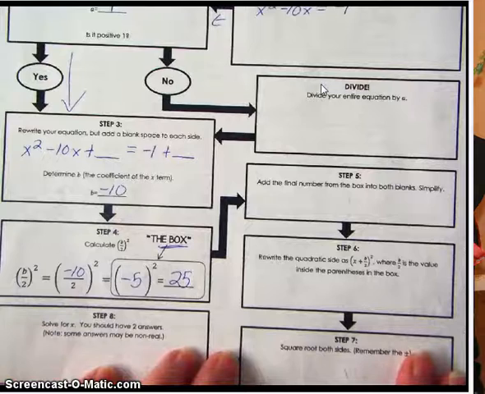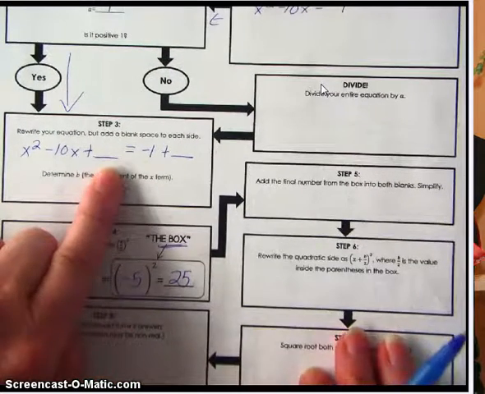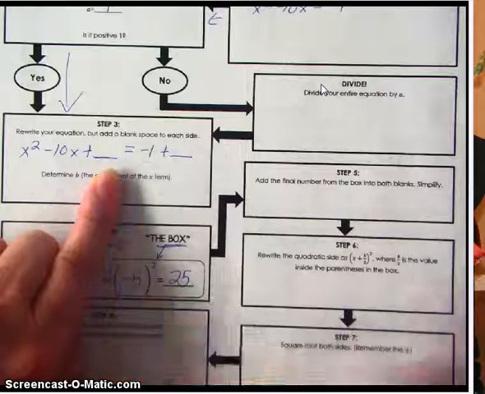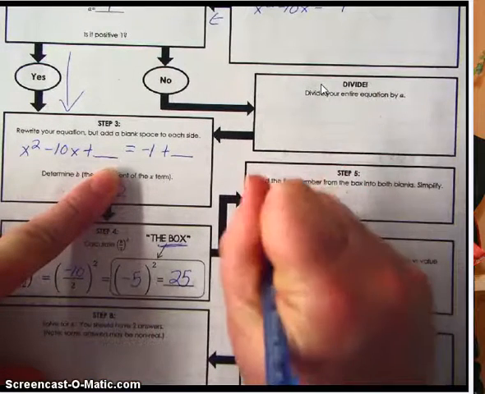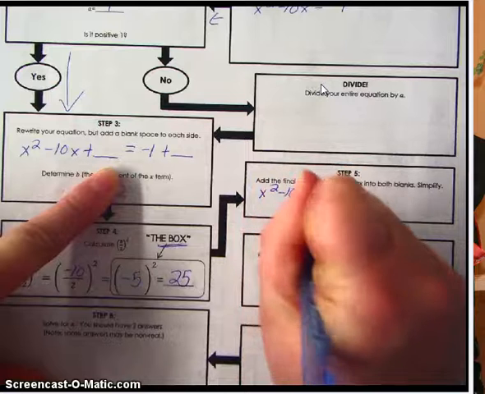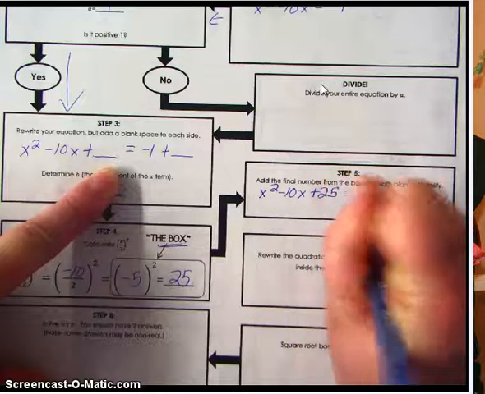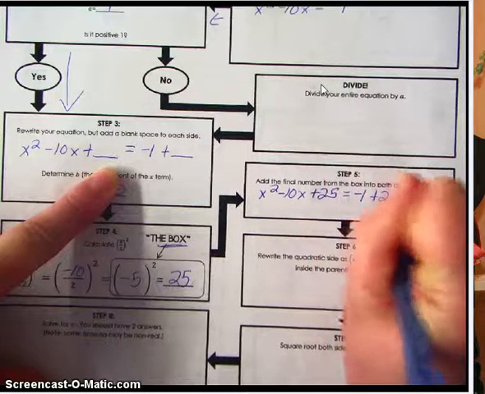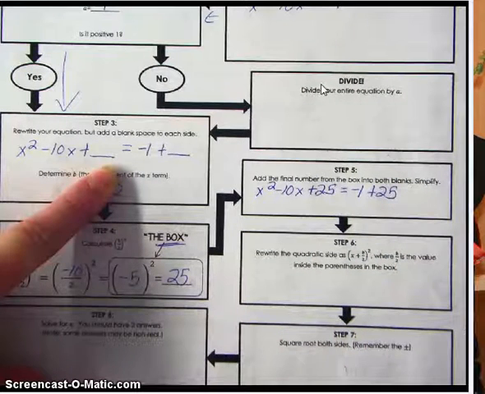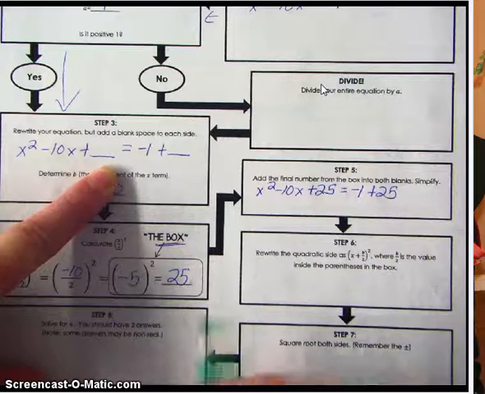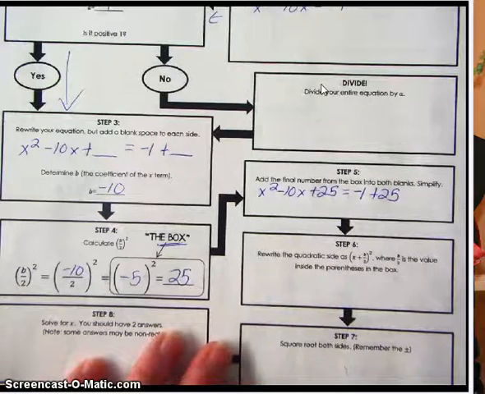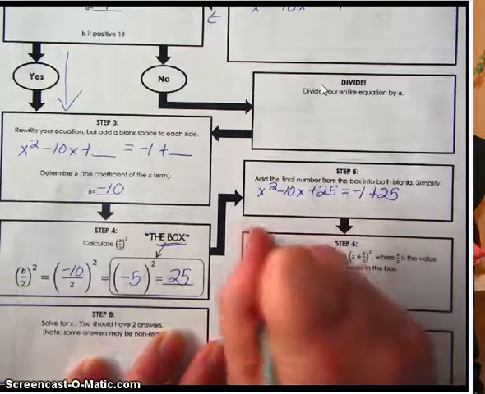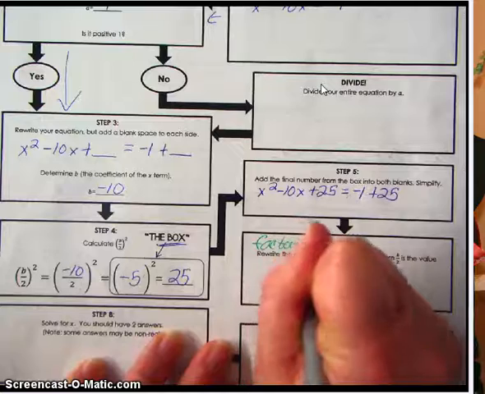Step 5, add the final number from the box into the blank. So I'm going back to this equation, and where the blank is, I'm putting the box number. The box number was 25. So I have x squared minus 10x plus 25 equals negative 1 plus 25. All right, so step 6, rewrite the quadratic side as x plus b over, let's not get too complicated about that. This is a factoring step, okay?